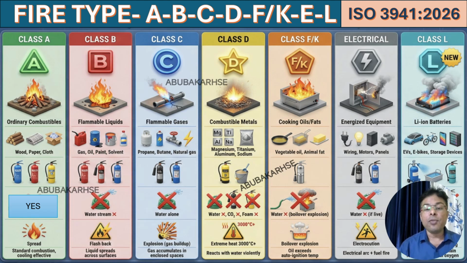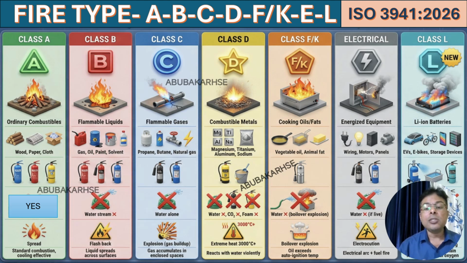Next is the D type fire. D type fire is a combustible metals fire. It involves magnesium, titanium, aluminum, and sodium, and you can identify it as class D fire. For this fire you can use DCP, dry chemical powder, or sand. You can't use water, CO2, or foam.